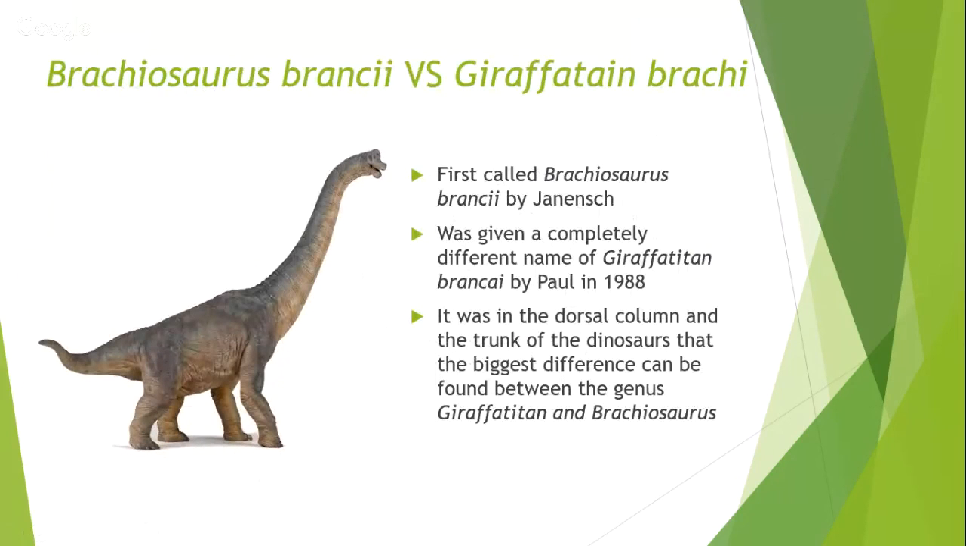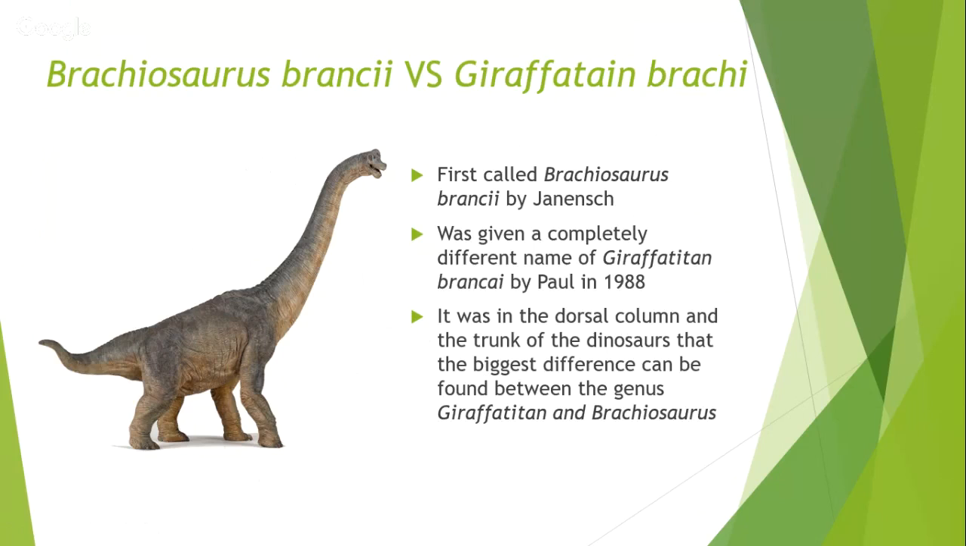Okay, and then there's kind of been a debate over the proper name of this organism. In the 1900s, Brachiosaurus was named Brachiosaurus brancai by Janensch, but was given a completely different name, Giraffatitan brancai, by Paul in 1988. Janensch gave his classification due to the dinosaur's similarity to Brachiosaurus altithorax. This species was discovered in Colorado in the United States, and Brachiosaurus brancai was discovered in Tendaguru, Tanzania.